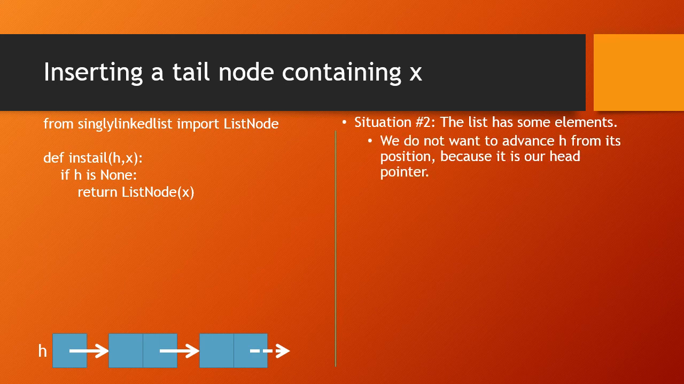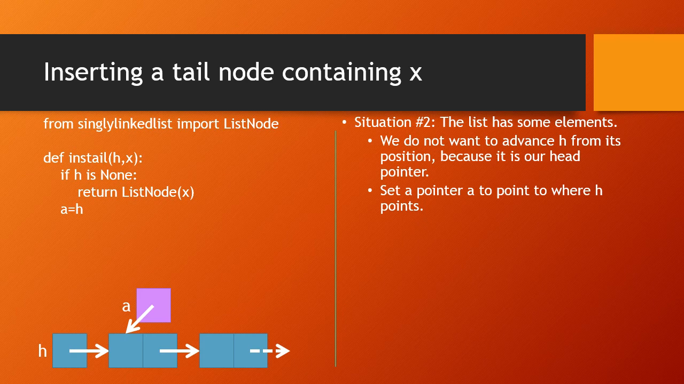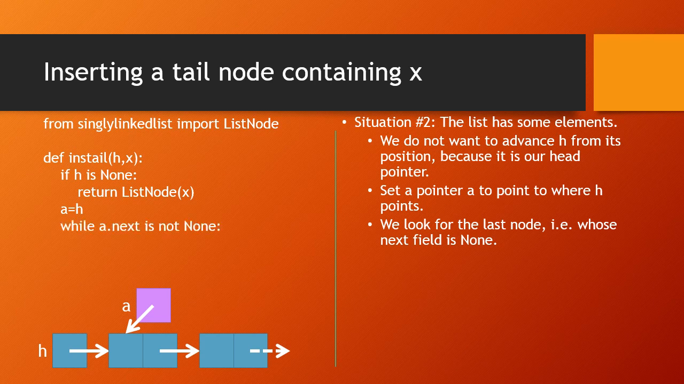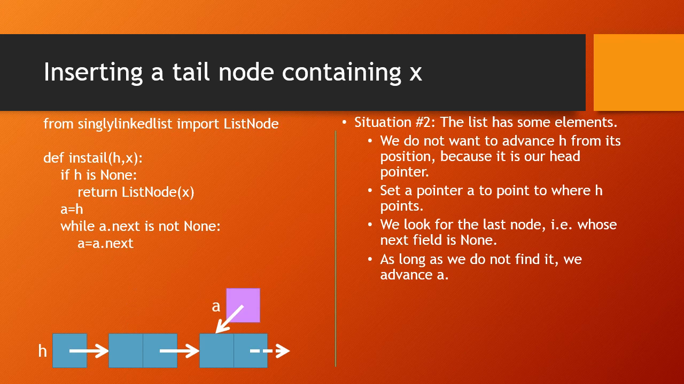We do not want to advance h from its position because it is our head pointer. So let us take another pointer. Set a pointer a to point to where h points. In code I will write it like this: a equals h. We look for the last node, that is whose next field is none. Let us start a while loop and say while a dot next is not none, we advance the pointer a. How do you code that? A equals a dot next.